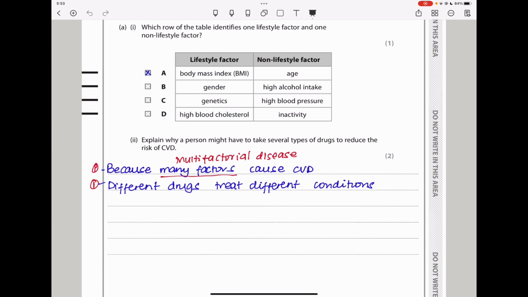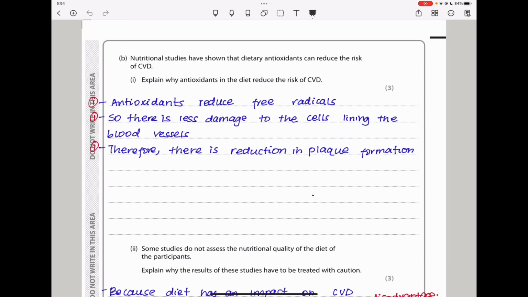Moving on down here, they say explain why a person might have to take several types of drugs to reduce the risk of CVD. We know that cardiovascular disease is caused by a lot of factors. So I say because many factors cause CVD, different drugs treat different conditions, and therefore people have to take different drugs in order to be sure that they overcome every condition that could lead to those complications. Here they say nutritional studies have shown that dietary antioxidants can reduce the risk of CVD. Explain why antioxidants in the diet reduce the risk of CVD.